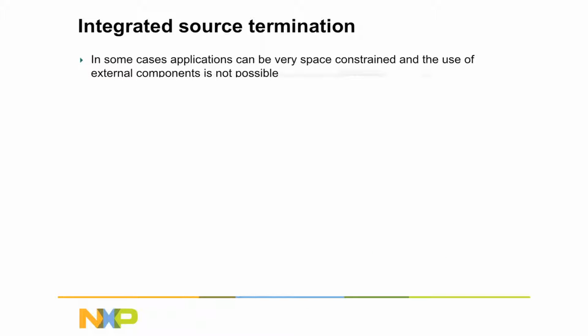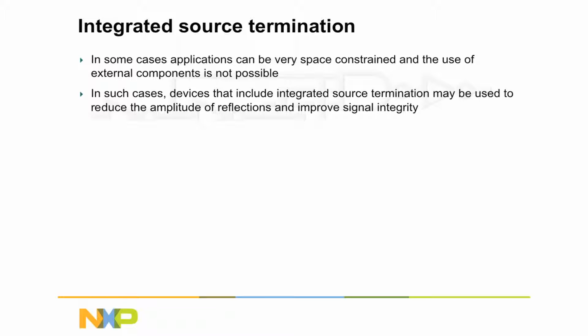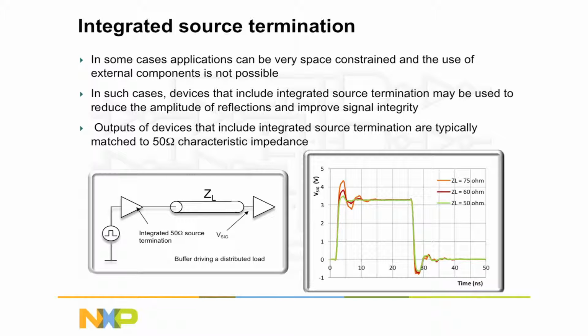NXP provides solutions in which output impedance matching is included. In general, the outputs are matched to a characteristic impedance of 50 ohms, making them suitable for a range of common PCB trace and cable impedances. While not providing perfect impedance matching for all loads, they can be used to reduce the amplitude of reflections in applications that are space-constrained. The undershoot and overshoot performance into distributed systems of characteristic impedance from 50 to 75 ohms is acceptable.